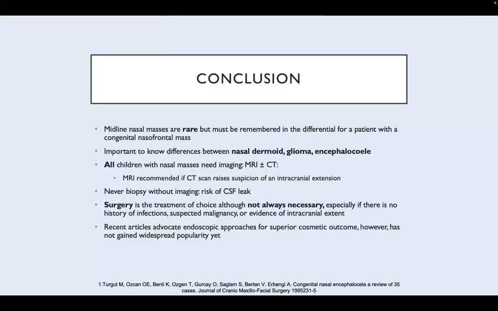And again, don't forget that there are syndromes associated with congenital nasal masses. So when you have this patient, try to also go into detail to ascertain any syndrome which might be in line with the presentation.